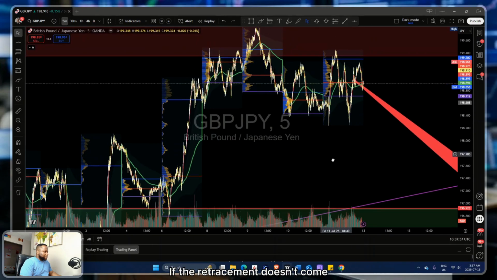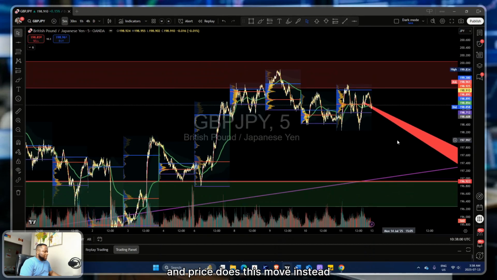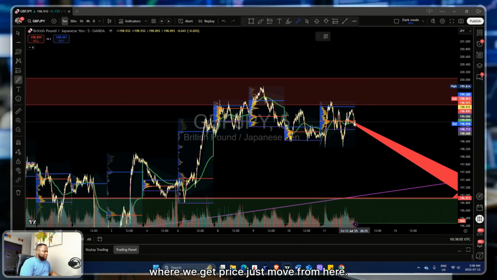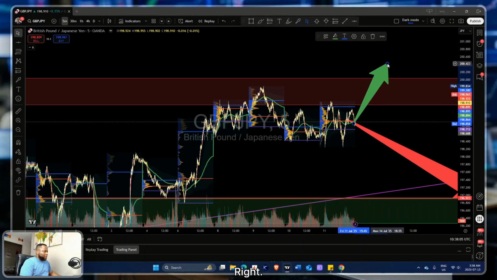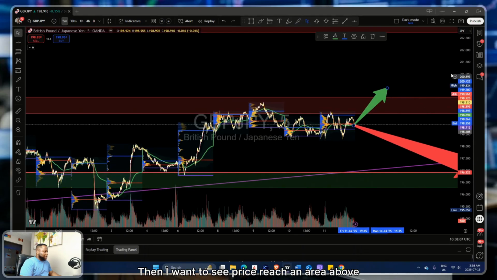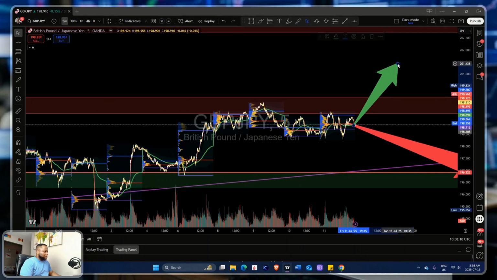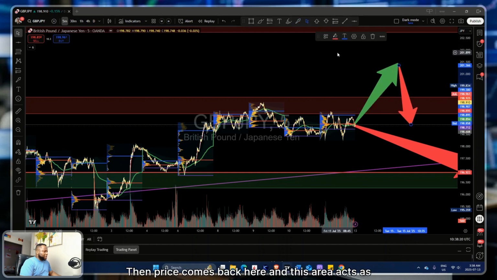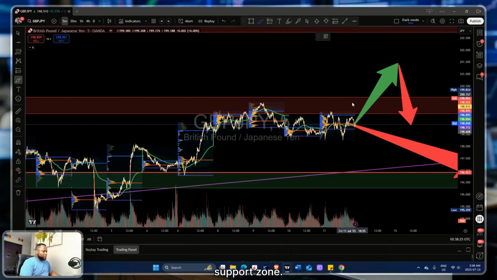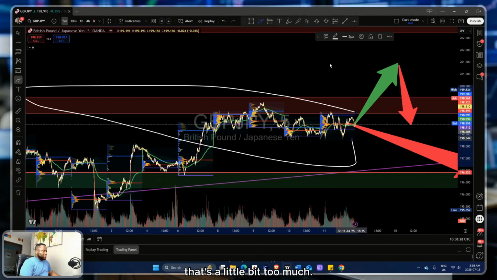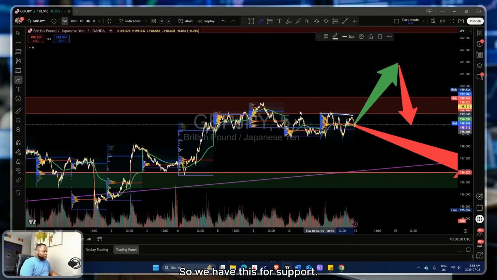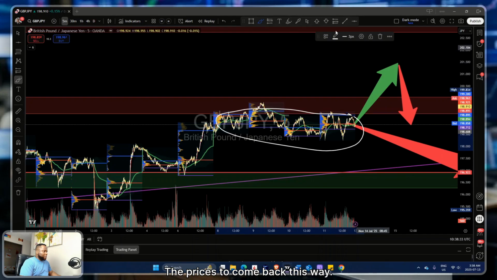If the retracement doesn't come and price does this move instead, where price just moves from here, then I want to see price reach an area above 200, then sell. Then this area now acts as support. Then price comes back here and this area acts as support, or this area becomes a support zone. Sorry, that was a bit too much. So we have this for support. The price is to come back this way.